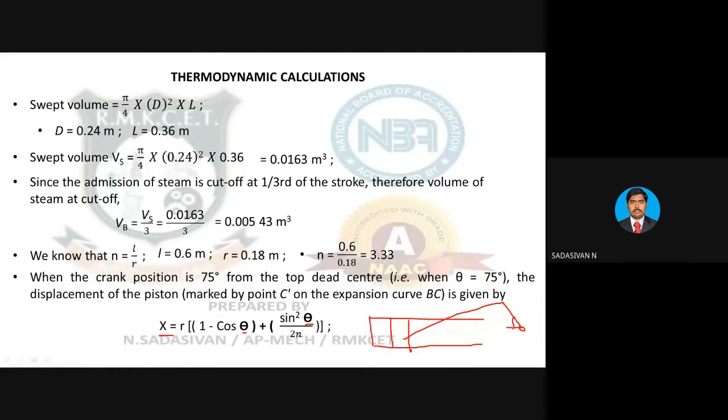At theta equal to 75 degree, what is the value of this X? If I know this X, then I can find the volume, pi by 4 d square into X. With this volume, you can find the volume available above the piston when your crank has rotated 75 degree. That is what I am trying to find out.